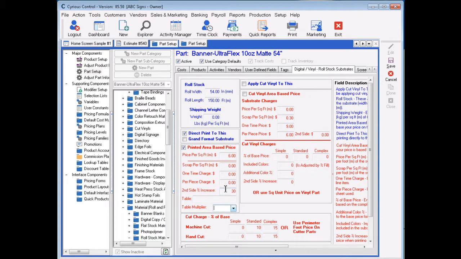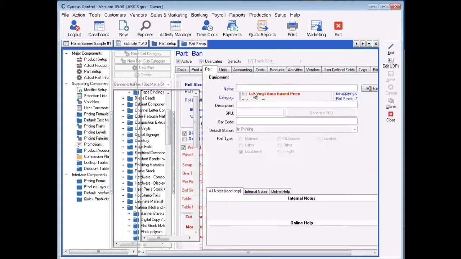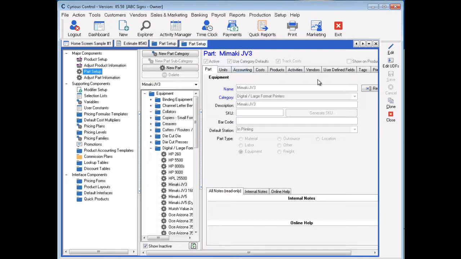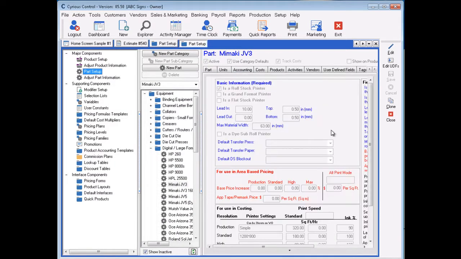The other component we'd have to look at for that base price would be the machine itself, in this case the Mamaki. If I look at the printer, you'll see for use area-based price, you can increase the price based on the resolution. Currently they're all set to 0, so regardless of the resolution, it was charging $6 a square foot for this material. I could say that if I do a high resolution, we're going to add 10%. It's similar to any cost-based structure of slowing them. When you slow the machine down, of course your costs rise.